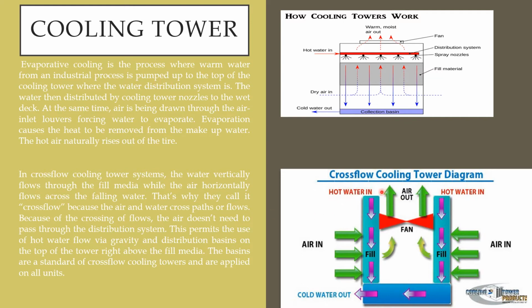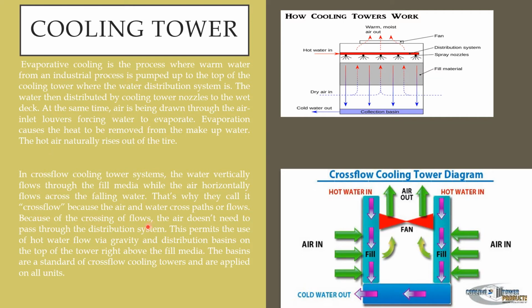This is the schematic diagram of a cross flow cooling tower. Hot water is admitted from the top. The air flows across horizontally. A fan is there to suck the water vapor. Cold water outlet. In cross flow cooling tower systems, the water vertically flows through the fill media while the air horizontally flows across the falling water. That's why they call it cross flow, because the air and water flows cross paths.